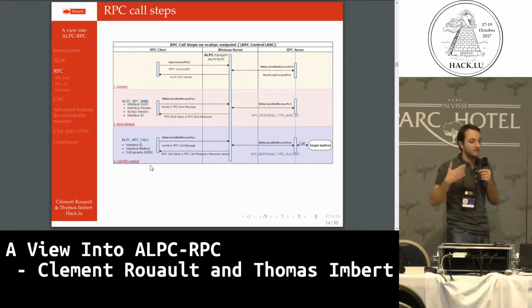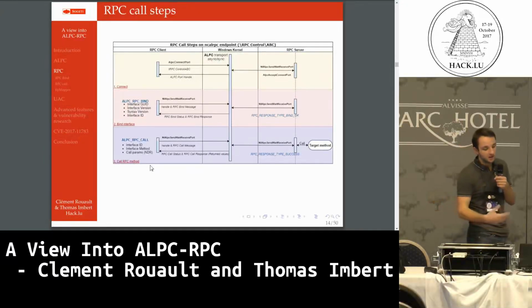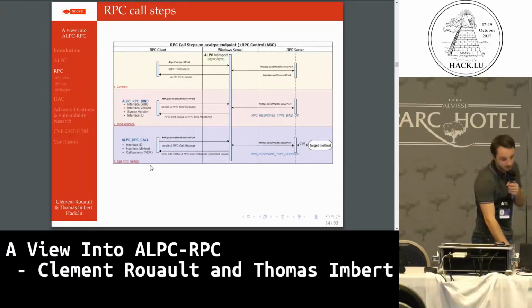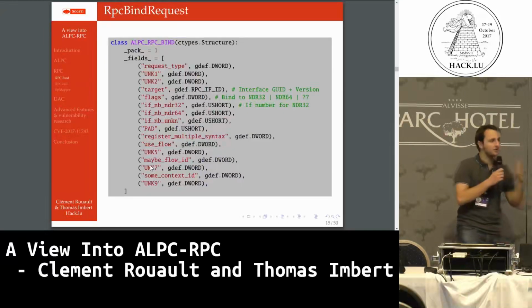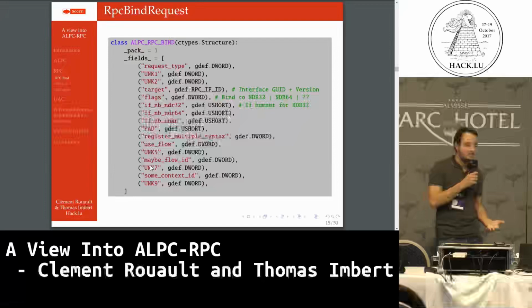And you need, of course, as it is a function call at a given time, the parameters you want to use for the call. And the parameters are serialized using NDR. We will go back to NDR a few times after. So under the hood, what is an RPC bind request?